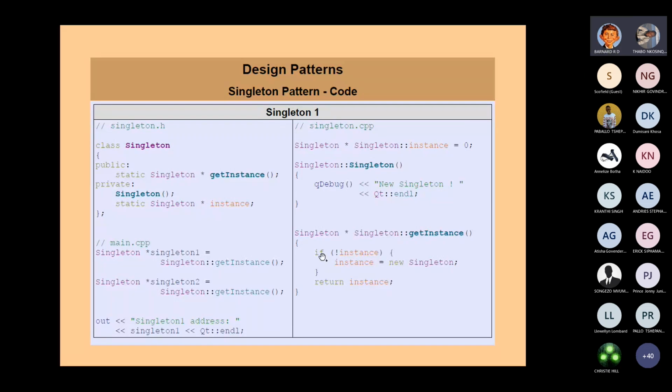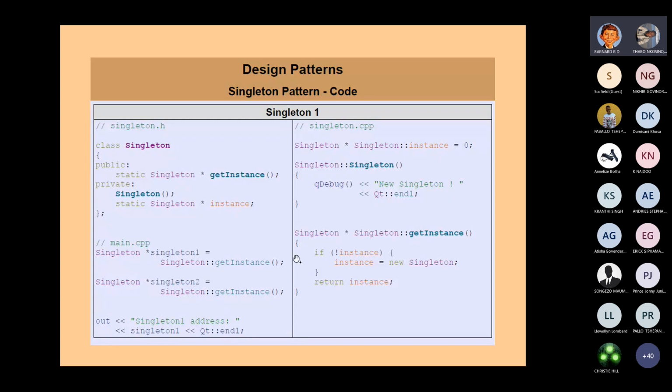But as soon as that is executed, instance then gets a value, and it'll never come back in here because that will always then evaluate to false. So it always returns the same pointer to the same object. It never creates or instantiates another object once it's happened the first time.